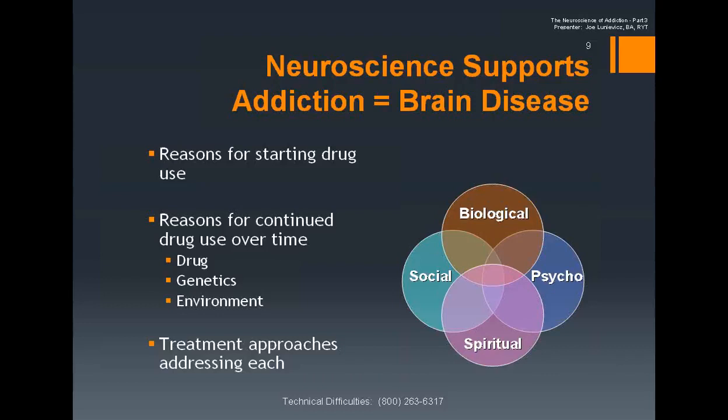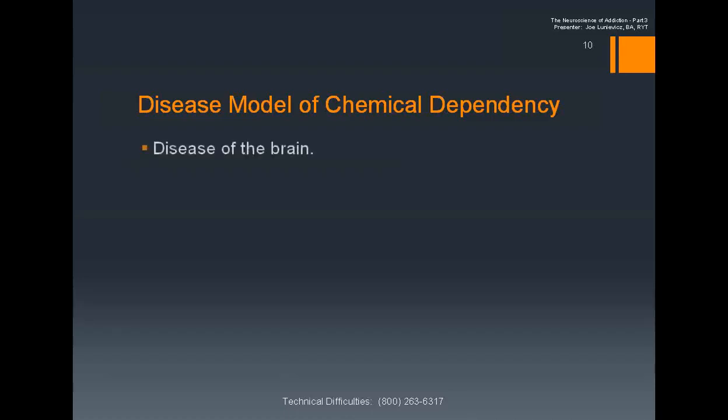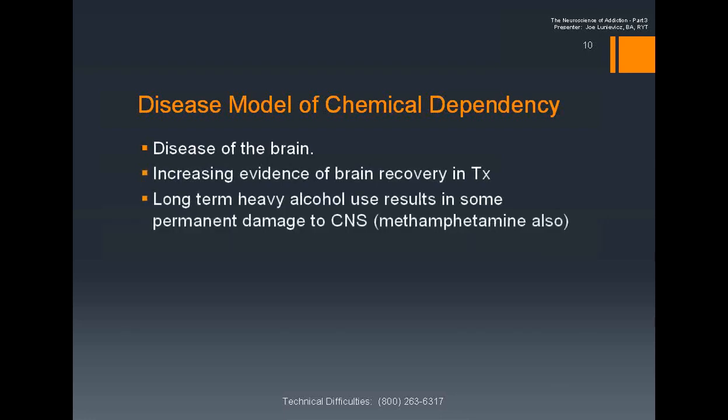Right, prefrontal cortex, the front part of the brain, which is mainly responsible for decision-making, focus, concentration, the ability to say things like, on second thought, maybe I better not do that. Right? That ability, that capability is what's impacted by the disease of addiction. And of course, what treatment does is tries to repair that damage over time. And what we know about chemical dependency as a disease model, besides it being a disease of the brain, is that there is evidence that the brain does recover in treatment.